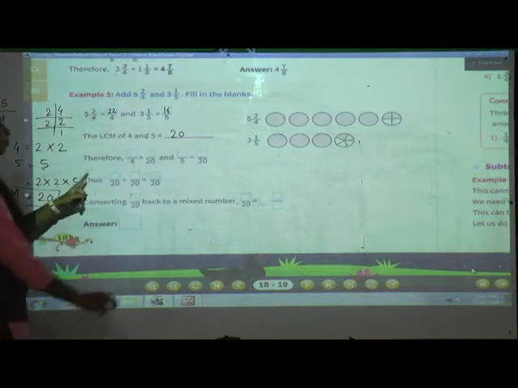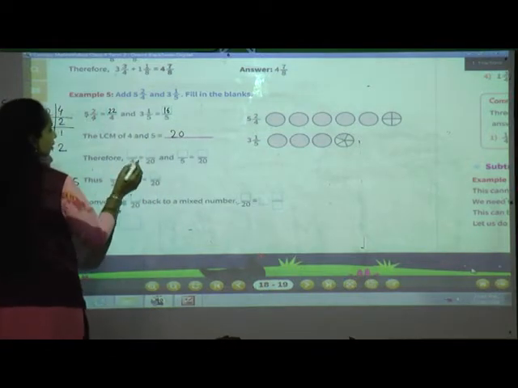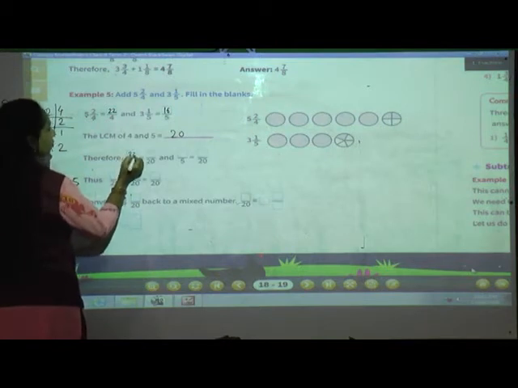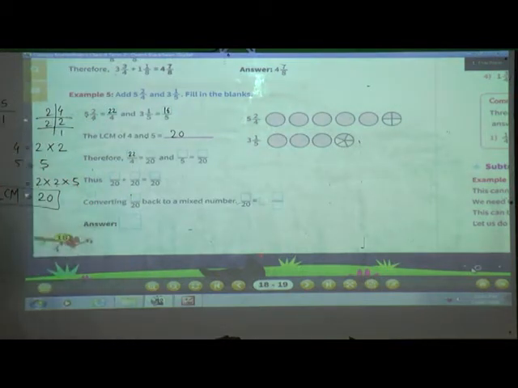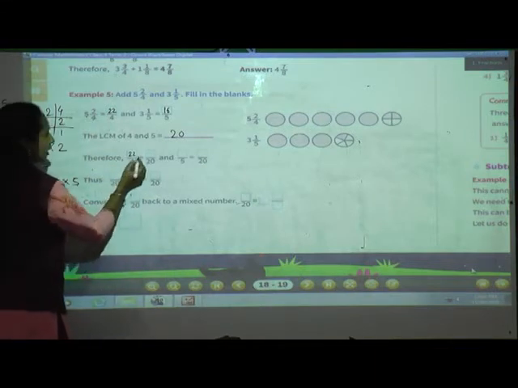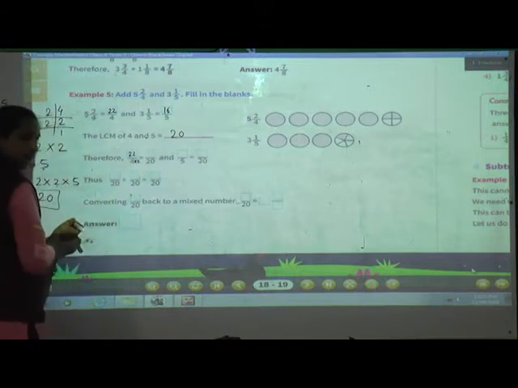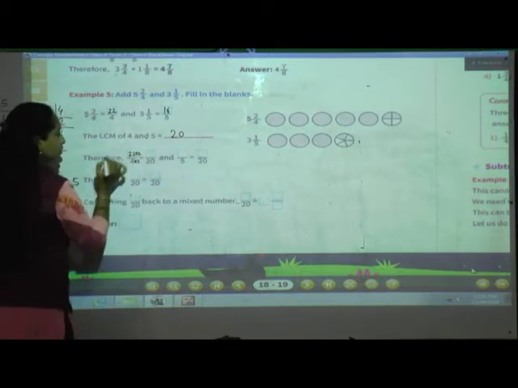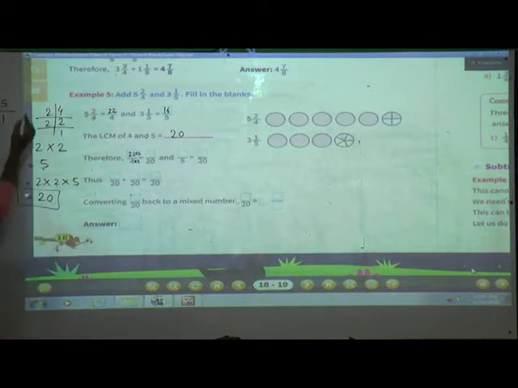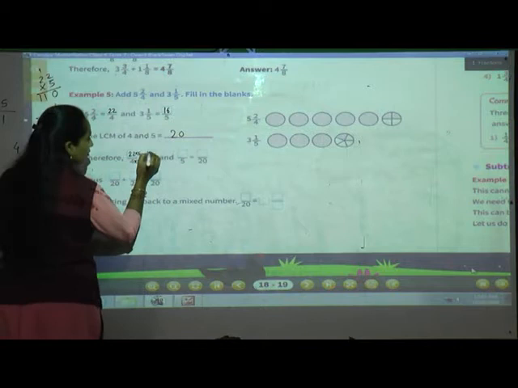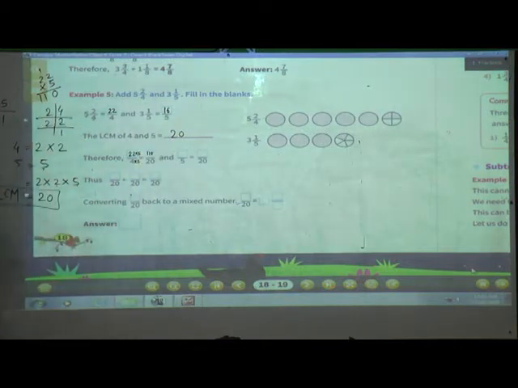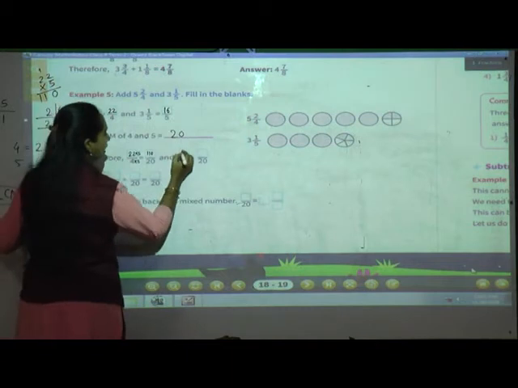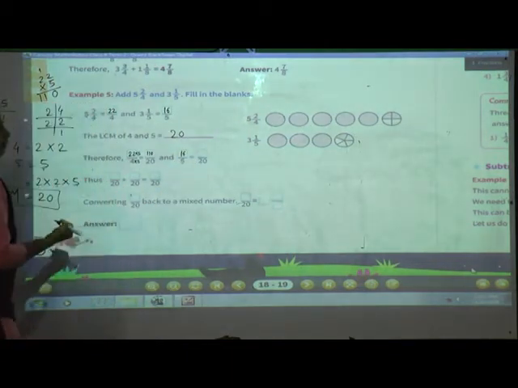So therefore, what are the numbers? See, 22 upon 4. Isn't it? So if we want 20 in the place of the denominator, what do we have to do? 4 5s are 20. So multiply the same here also. 22 5s are, see, do the rough work. 5 2s are 10, carry 1, 5 2s are 10 plus 1 is 11. So 110. Isn't it? The next is 16 upon 5. Now what? 5 4s are 20.